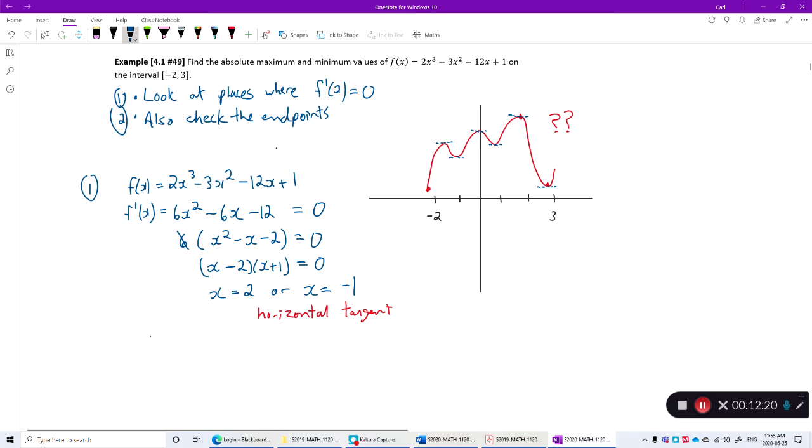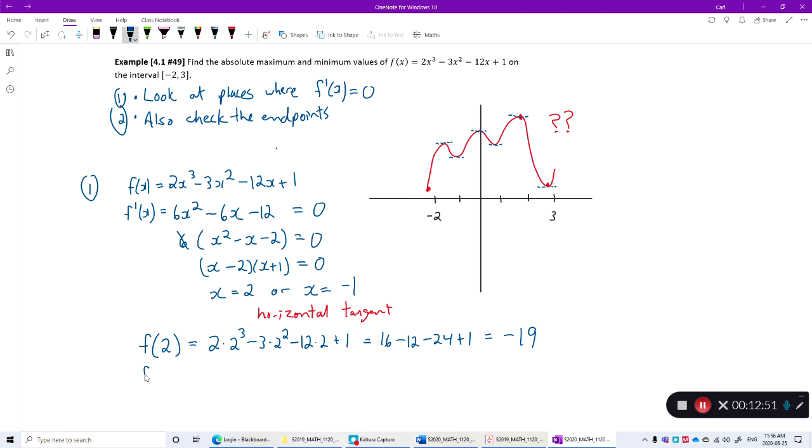Okay, so first what we do is find the value of the function at those points. So what is f of 2? I have to actually put it into the function. And what do I get? So that's 16 minus 12 minus 24 plus 1, which is minus 20, minus 19, right? What about f of minus 1? Be careful with the minus signs here.